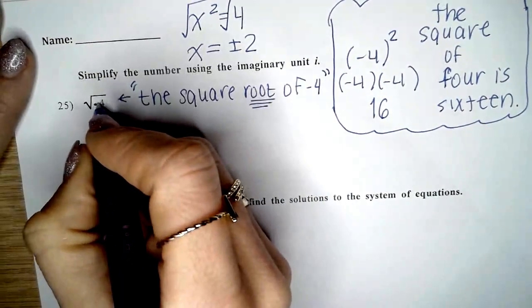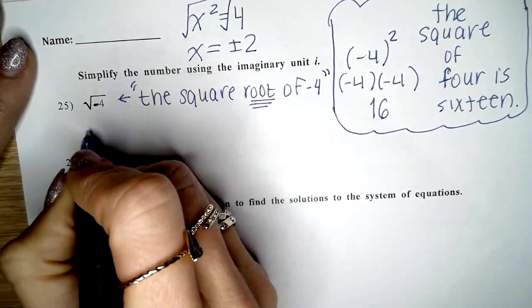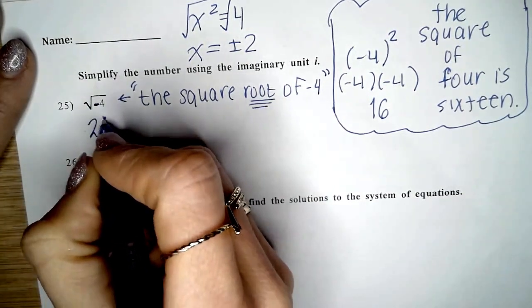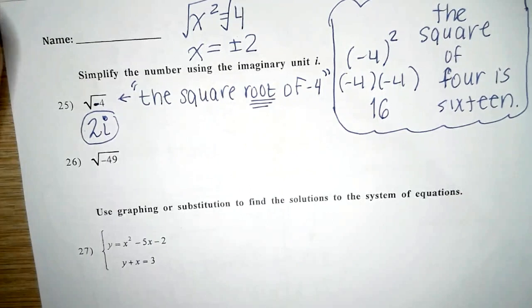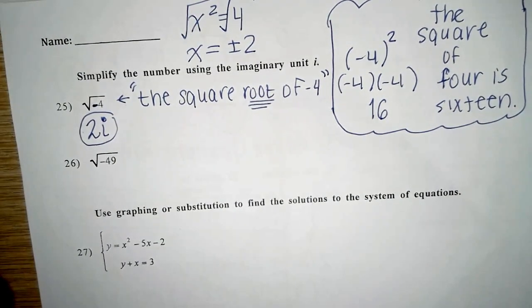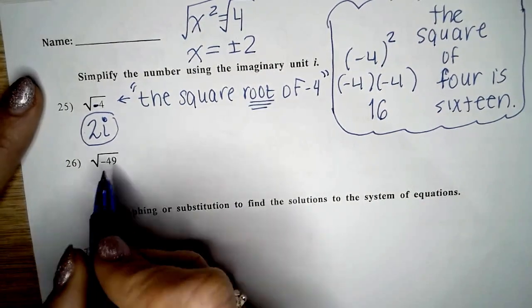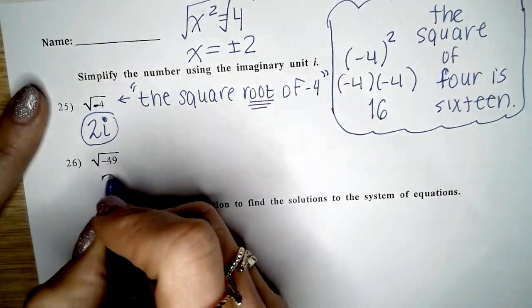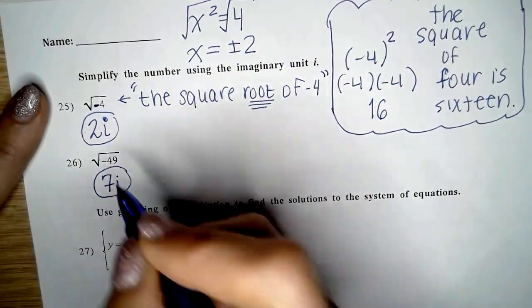Well, the i is for the negative, and what's the square root of 4? So the final answer, 2i. So the negative turns into what? Okay, good. And the rest is just you treat it like normal. Okay? Here, square root of -49. Cairo? That's it. Are we all okay on this?